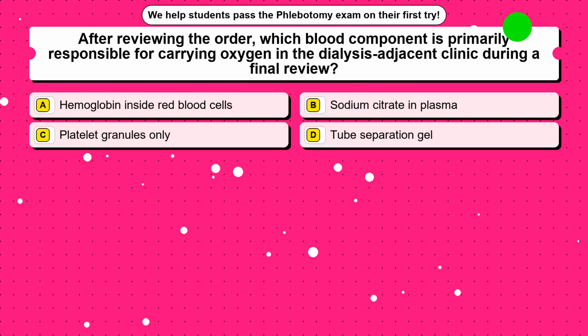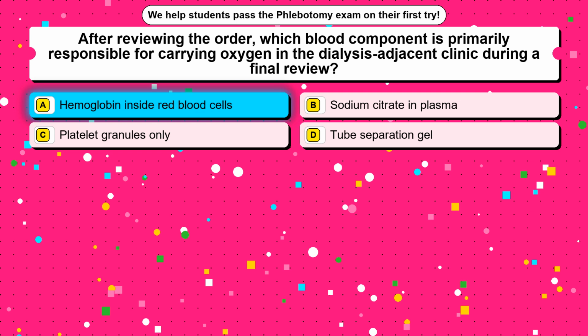Question 72. After reviewing the order, which blood component is primarily responsible for carrying oxygen in the dialysis-adjacent clinic during a final review? Option A. Hemoglobin inside red blood cells. Option B. Sodium citrate in plasma. Option C. Platelet granules only. Option D. Tube separation gel.